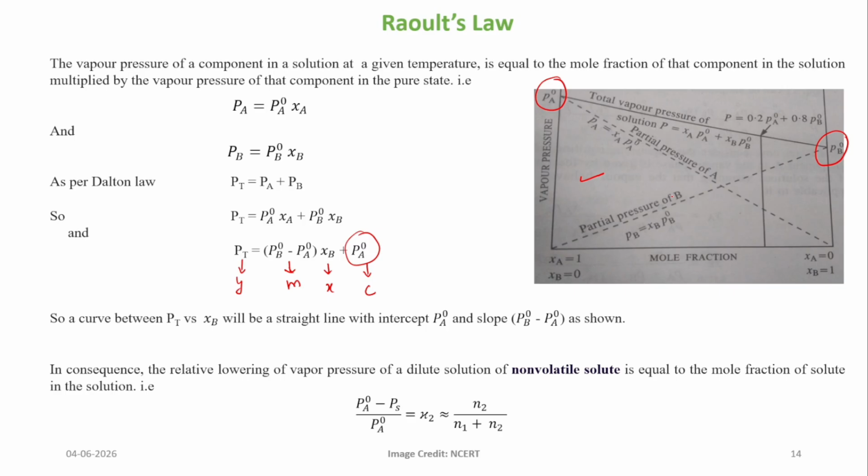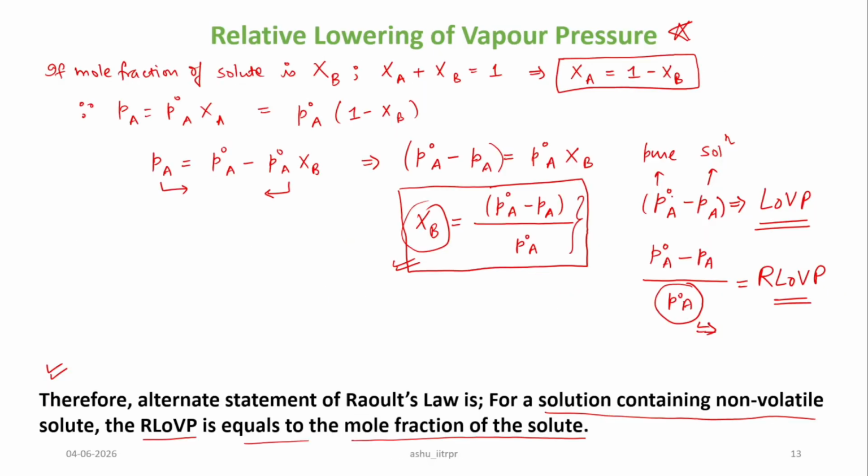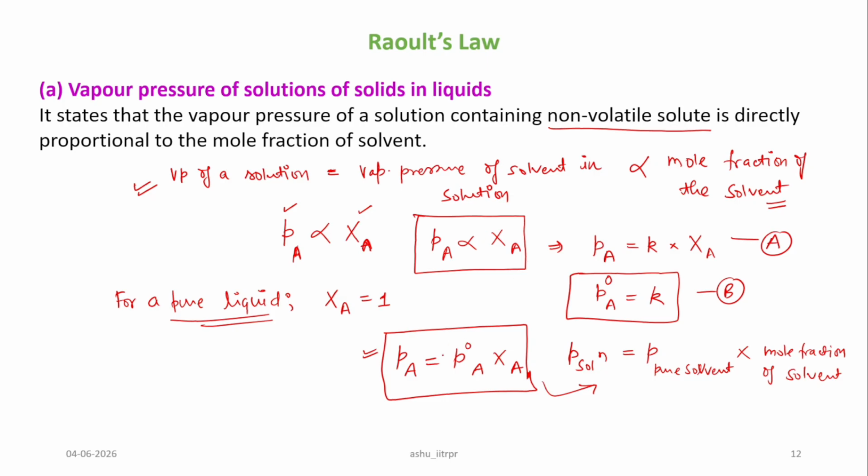Both of these equations, this equation and the first part, along with relative lowering of vapor pressure, are very important. In the previous slide I forgot to mention: if I have this equation, k into xa or p naught into xa, you can take any equation. This is the equation for Raoult's law. So I can plot the same type of curve here also.